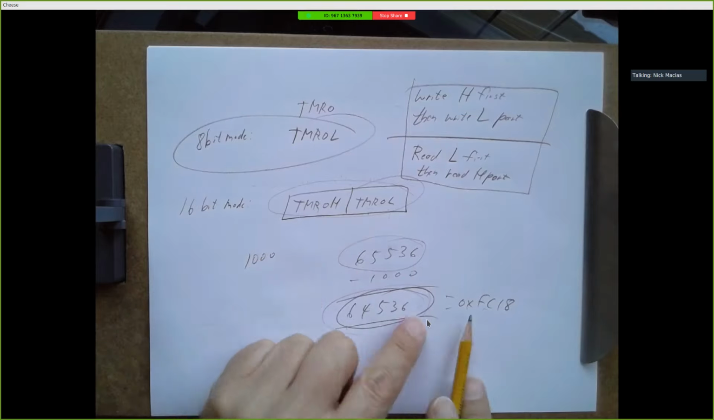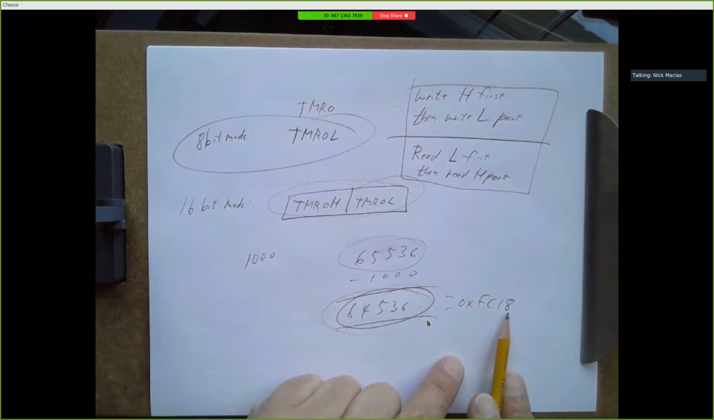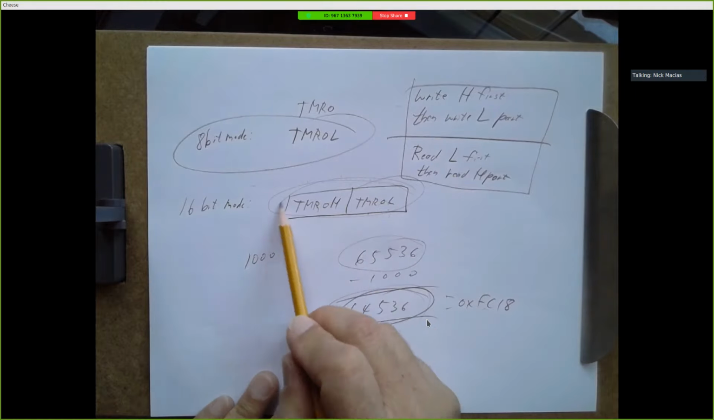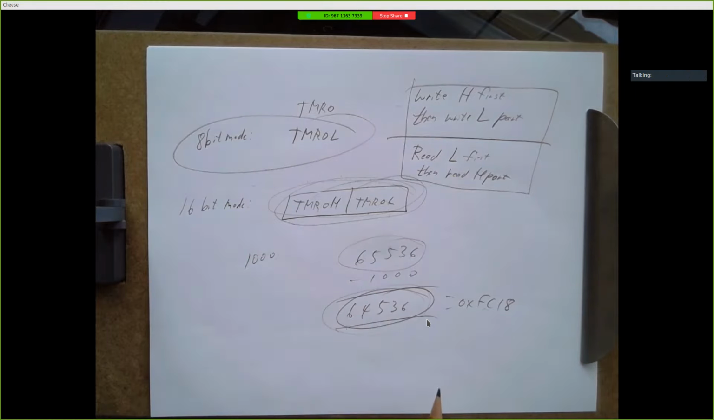to write this 16-bit value into here, I have to move 18 into W, move that into timer low, move FC into W, move that into timer high. That's 4 instructions. During those 4 instructions, this register will be changing value. And if the low part happens to roll over while I'm going through those 4 instructions, I can end up with bogus values.